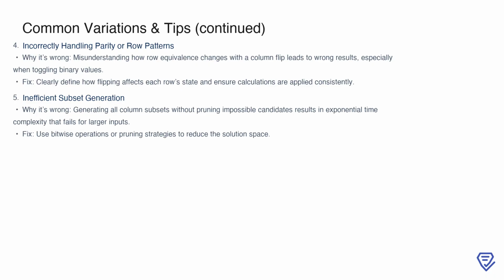Inefficient subset generation is also a challenge. Generating all possible column subsets without filtering out unlikely candidates can result in exponential time complexity, which is impractical for larger inputs. A better approach is to use bitwise operations or pruning techniques to narrow down the solution space and focus only on promising subsets.